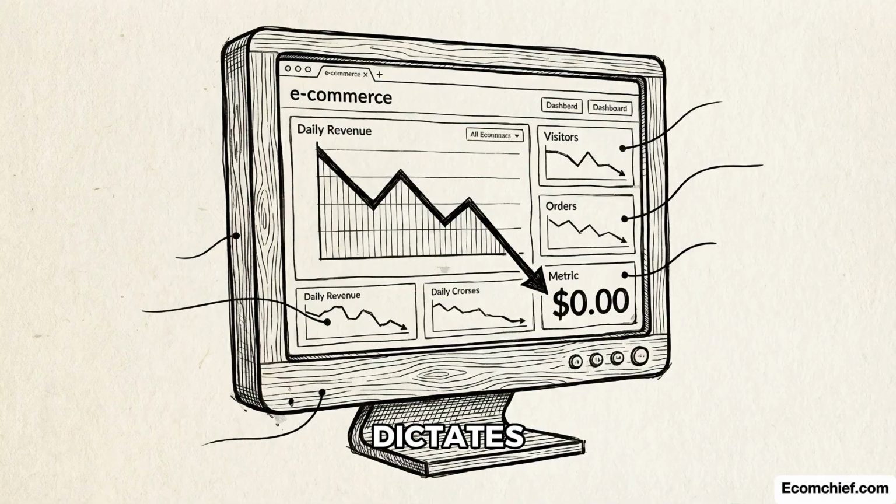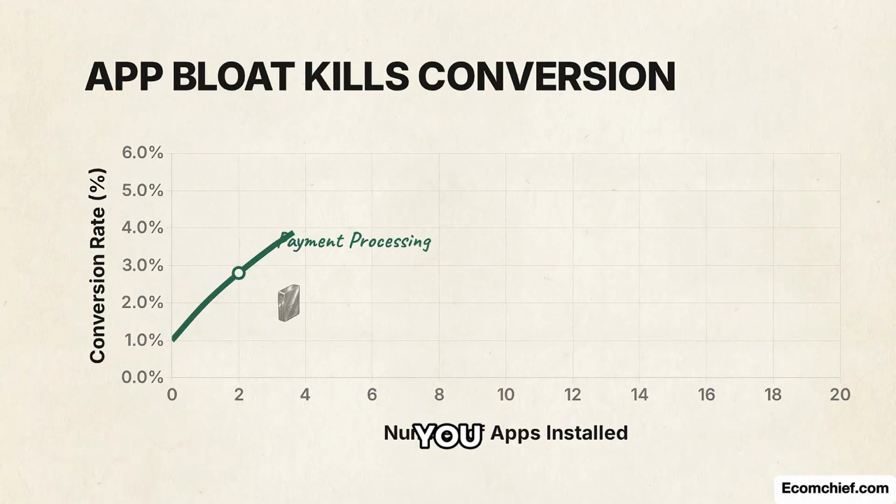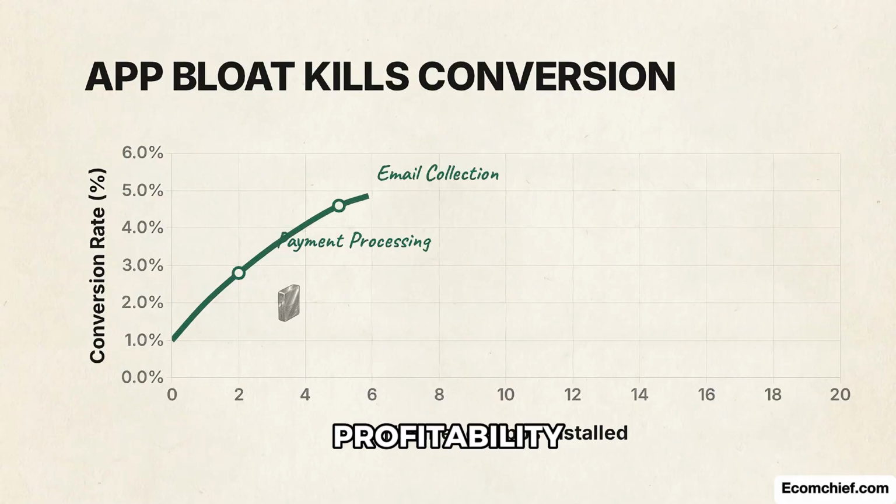This brings us to a foundational rule. Site speed dictates your conversion rates. A slow store actively loses money. This chart is the app bloat matrix. It maps the exact mathematical relationship between the number of features you install and your store's overall profitability.